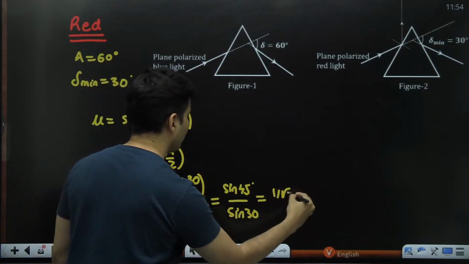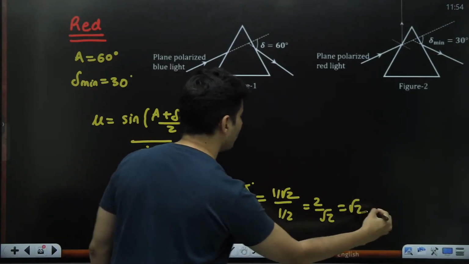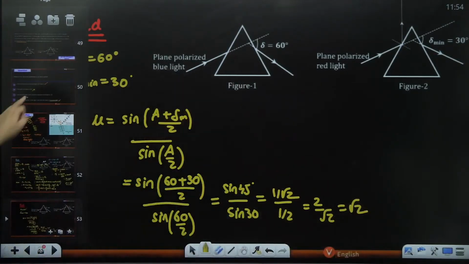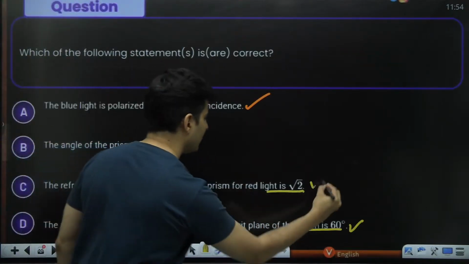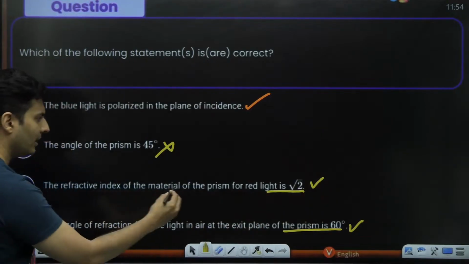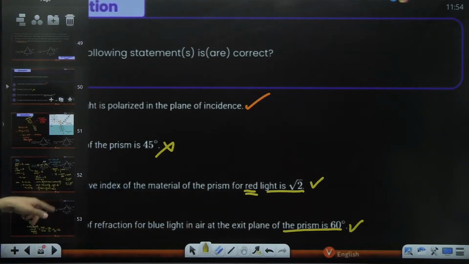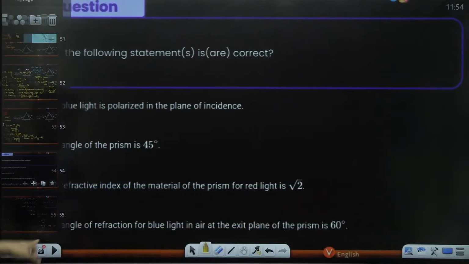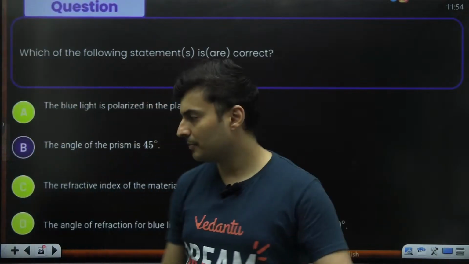Sine 45 is 1 by root 2, sine 30 is half, so it will become 2 by root 2, which is again root 2. So the refractive index for the red color is going to be root 2. Yes, definitely for the red color it is root 2. Perfectly fine. So A, C and D should be correct. Let's see. Yes, A, C and D options are the right answers.